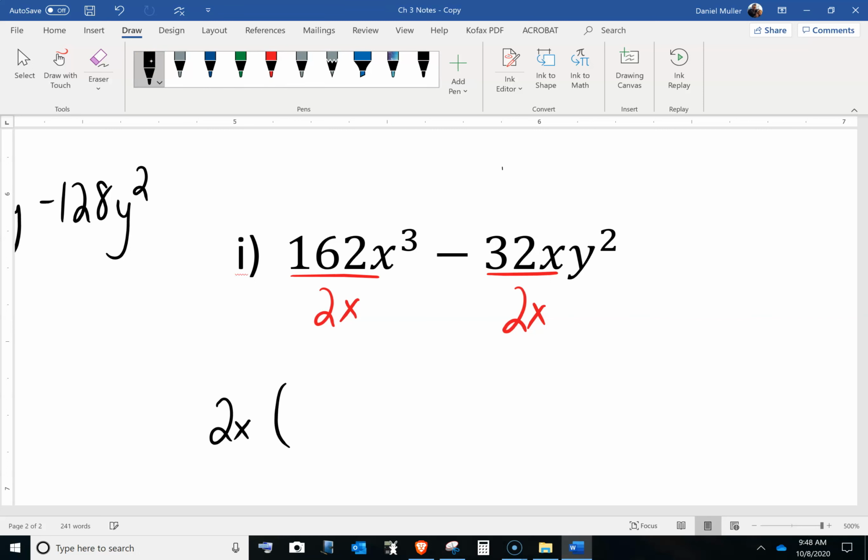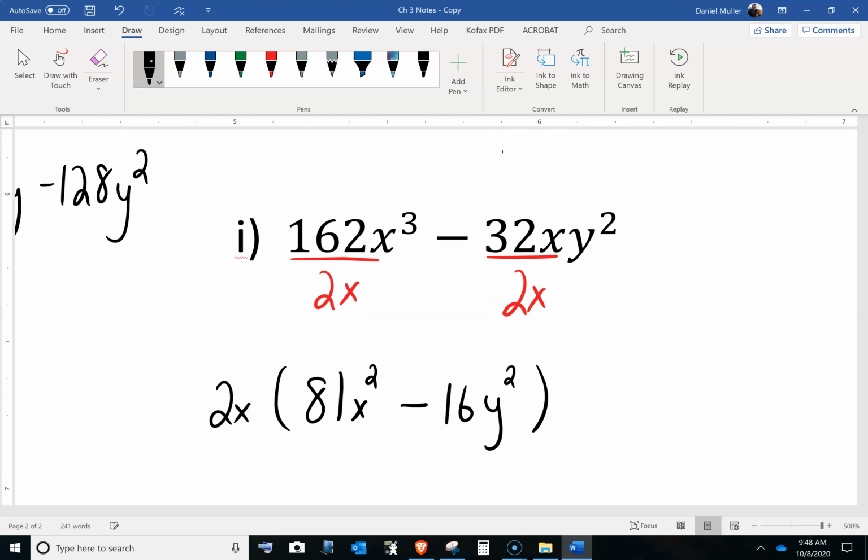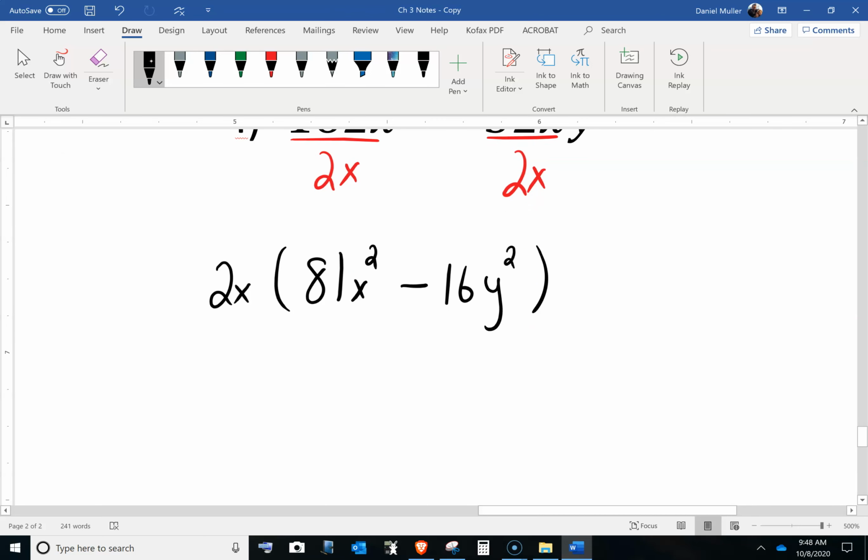Like I said, 162 divided by 2 is 81. There's 3 x's on top, 1 on bottom. We're leaving a remainder of 2 on top. And 32 over 2 is 16. 1x on top, 1x on bottom will cancel, and there's just a y squared left over on top with none of those on the bottom. And now I see, okay, 81 is perfect, 16 is perfect, x squared can be broken down to x and x, y squared is y and y, the middle term is missing.